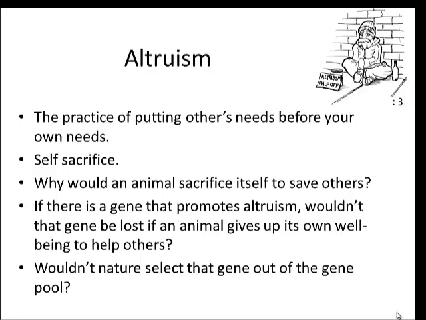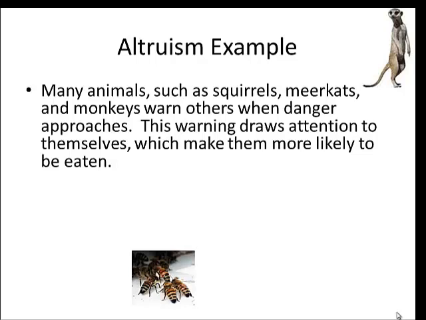But there are many examples of altruism in many animals, including humans. Squirrels and meerkats and monkeys oftentimes warn of danger of eagles or predators or lions. If you're squeaking and yelling and warning others, you draw attention to yourself and you increase the probability you're going to get eaten.